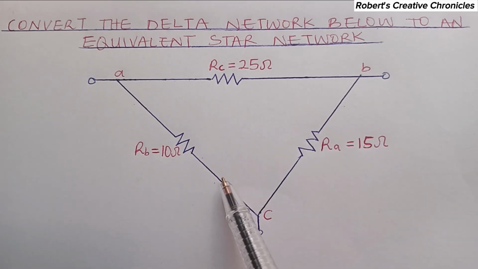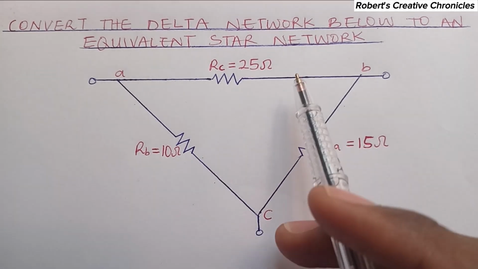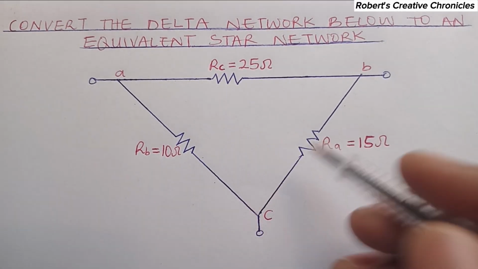Now the first step we are going to do when converting this delta to star connection is we are going to draw the star connection inside the delta connection like this.